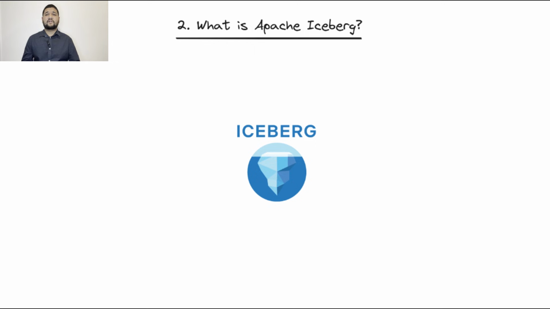Iceberg is an open table format designed specifically for massive scale datasets. Think of it as a framework that brings structure to unstructured data in your data lake. Here's what makes Iceberg special. Unlike traditional data lakes, Iceberg ensures data consistency with atomic writes, making it reliable for concurrent data processing and updates.